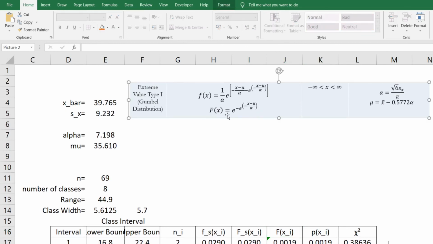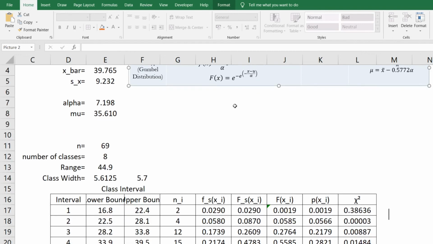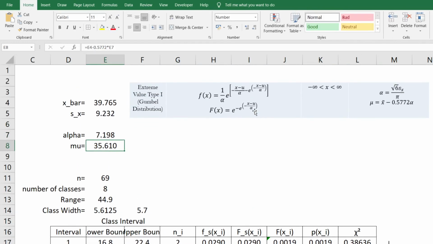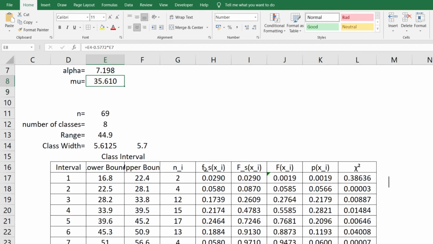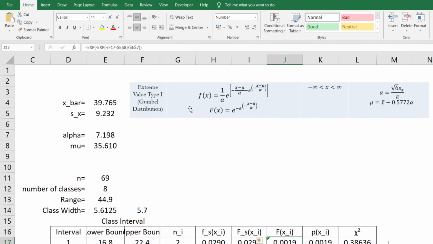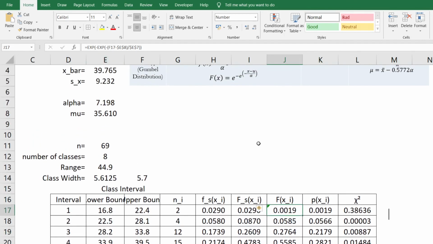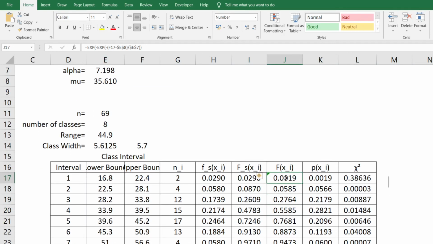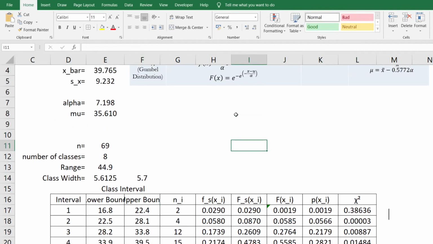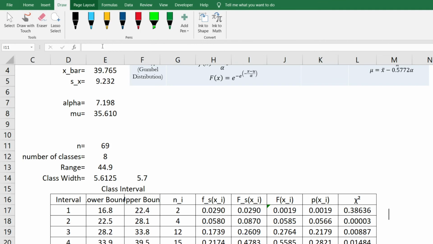Itong pangalawa, f of x is equal to e raised to negative e raised to negative x minus mu over alpha. So given naman na tayo ng mu and alpha, ang mag-iiba lang dito basically ay yung value ng x. At yung value ng x na yan, ang gagamitin natin ay itong upper bound. So basically, e raised to negative x minus mu over alpha, yan na yung i-input natin dito sa formula natin. Medyo mabilis lang, ano?